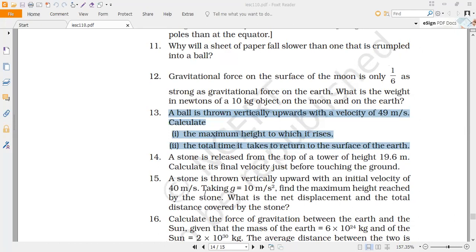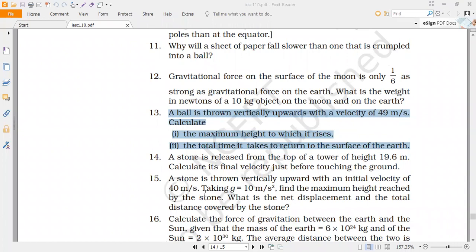Now, before touching the ground, the velocity is maximum. That is the final velocity, because when coming down, velocity increases. Velocity increases. After studying everything from the first chapter, now again you are saying the opposite. That's fine, at least learn now.